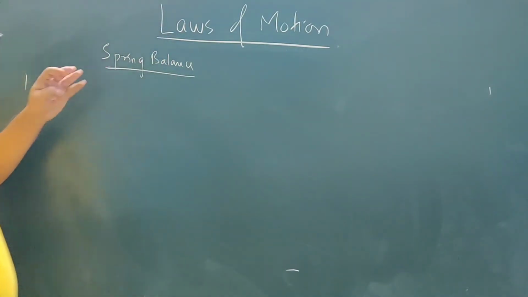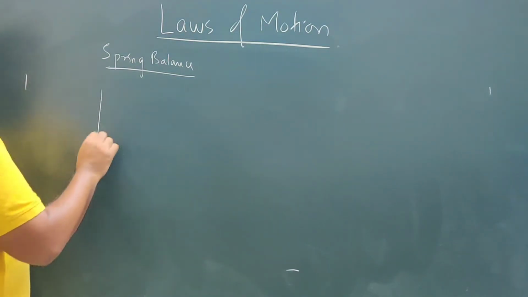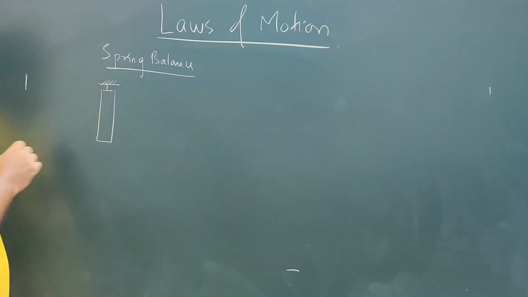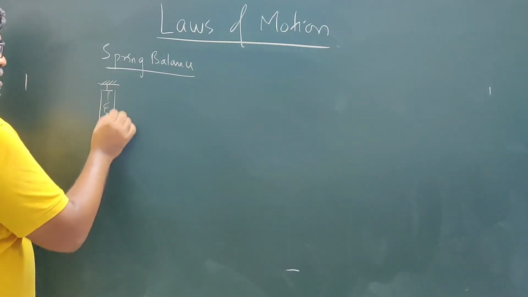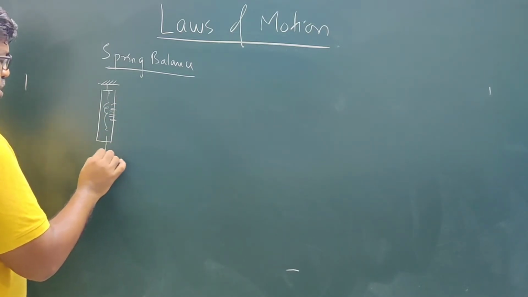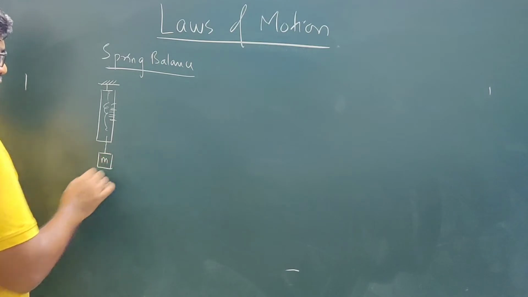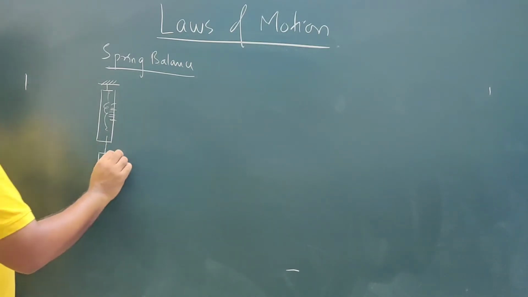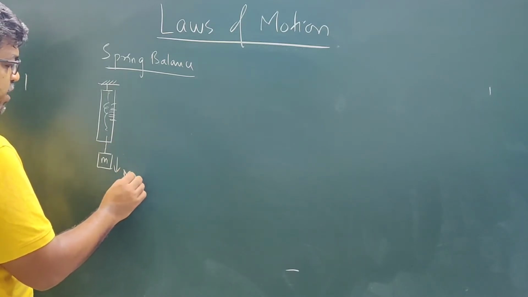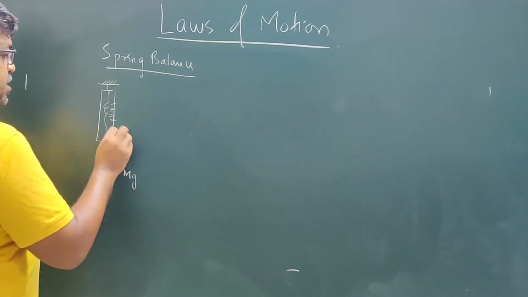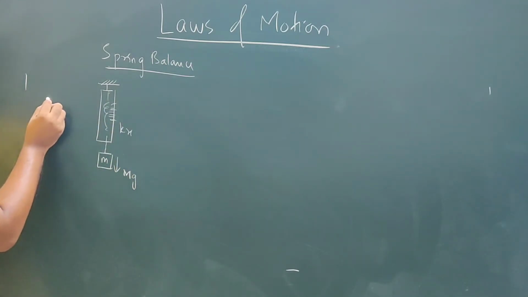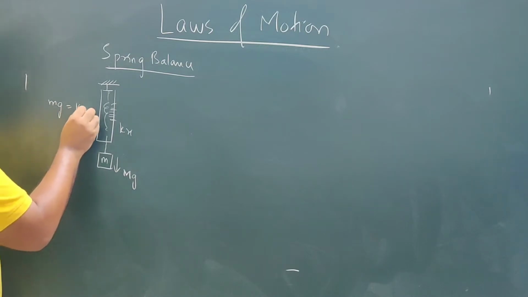Now spring balance, see this is a spring balance. So this is attached to some rigid support, and here you will have a spring, and there is a graduated scale. Okay, and here you can attach a load, suppose this is M. So mg is the force in the downward direction because of this mass. So there will be elongation in the spring, so spring force is kx. So under equilibrium, this mg is equal to kx.